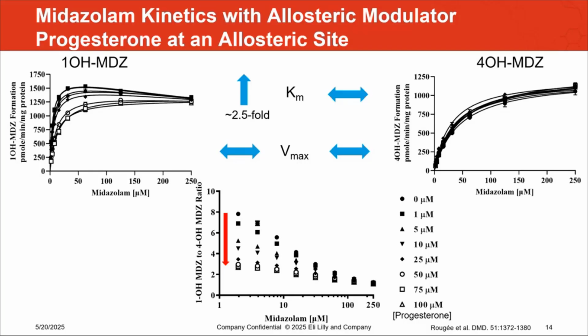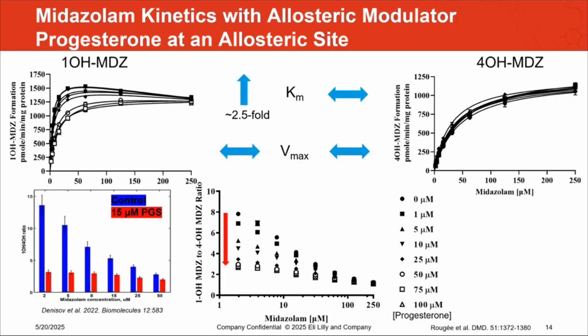Now, this was done in human liver microsomes, but we were glad to see that Denisov also performed a similar experiment later with a lipid nanoparticle disc, which is only with Cytochrome P450 3A4, and saw that with a low concentration of progesterone, you do recapitulate with the enzyme that 1 to 4-hydroxy ratio.